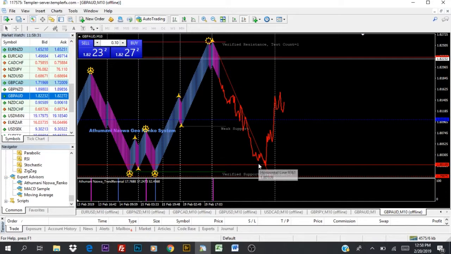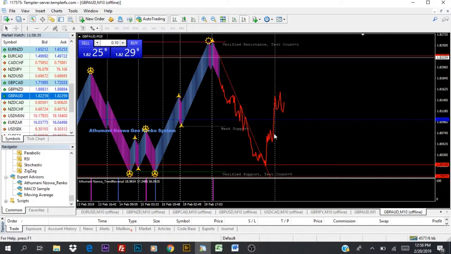So we're going to go down to verified support, as our future line tells. In case anything happens, our future line will actually tell us. Probably it is going to slow down the trend, but even if it slows down, it tells us how much further it's going to go down. So this is how simple the system is.